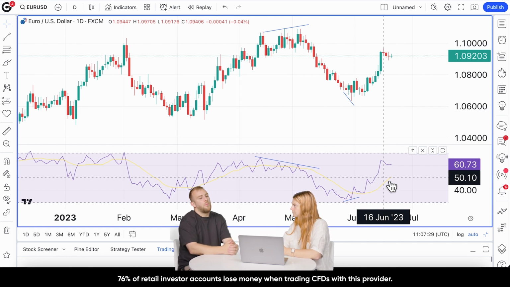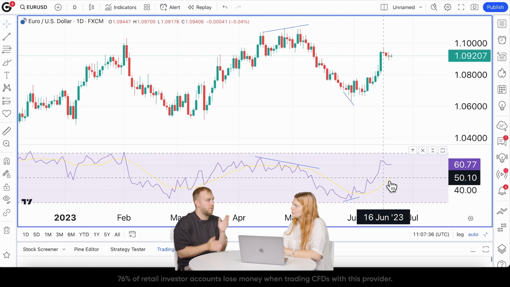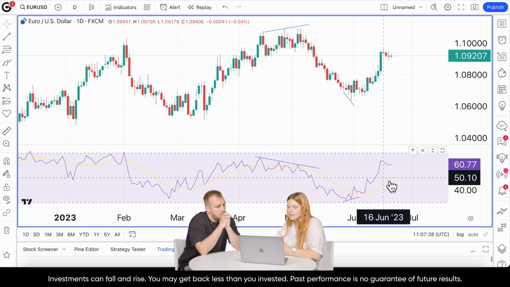And what sort of style of trading is this really helpful for? Is it day trading? Is it longer term positions? What style of trading is it used for? I think it's an indicator that's quite broad. You can adapt it pretty much to any style of trading.